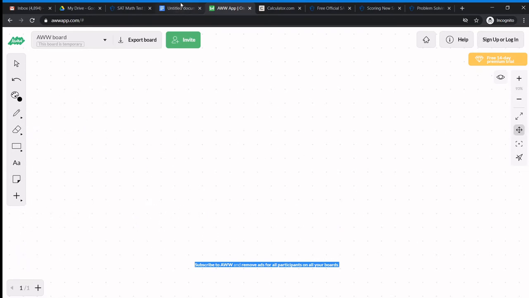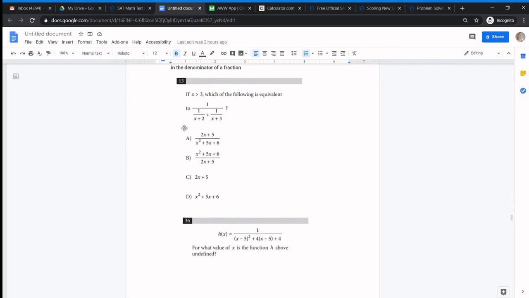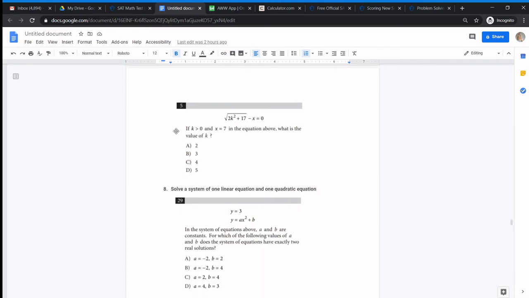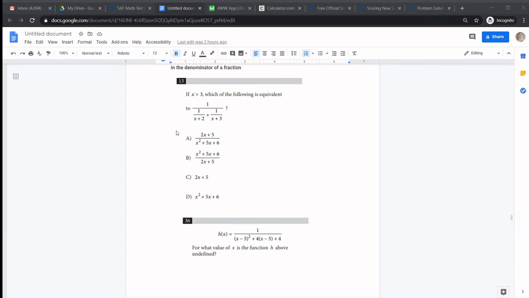Alright, now we've covered that section, we can move on to the next one. Solve an equation of one variable that contains radicals or contains the variable in the denominator of a fraction. This one is kind of hard, I cannot lie. But once you get the hang of it, you should be able to do it with these. This first problem.